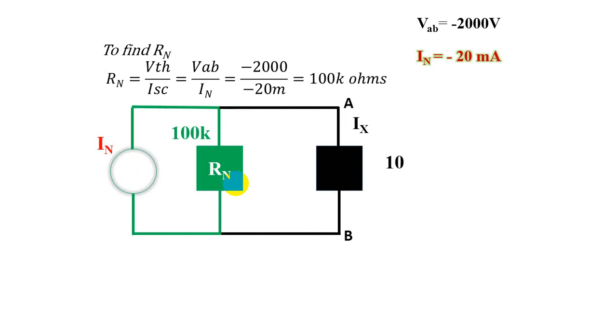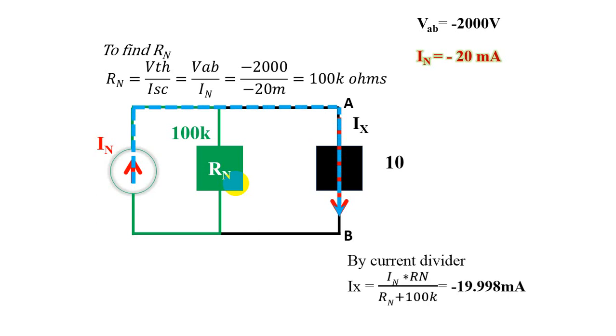Now IN we have found going from A to B, right? So what will be the orientation of IN in the circle that I have marked here? I have found the current going A to B, thus the current has to be in upward direction for IN. Now from this circuit, by current divider, one can find the value of current as minus 19.998, or approximately minus 20 milliampere. So the value of current that is asked in the question is approximately minus 20 milliamperes.